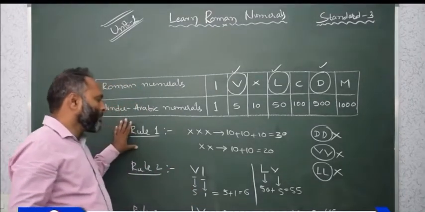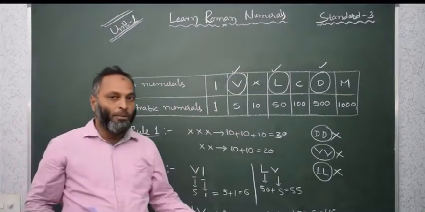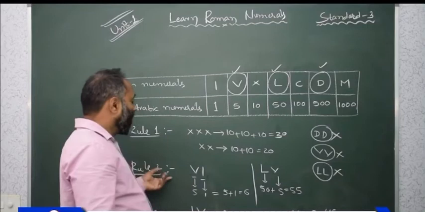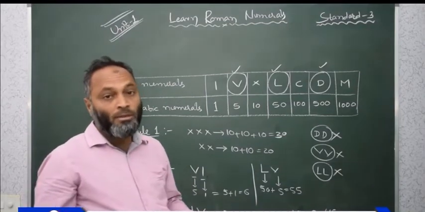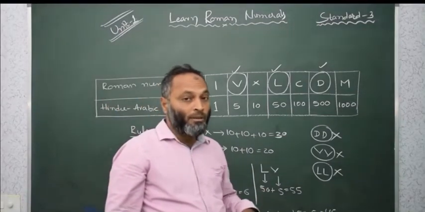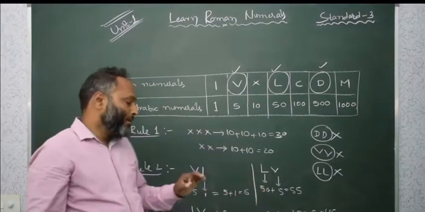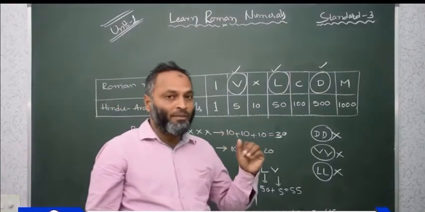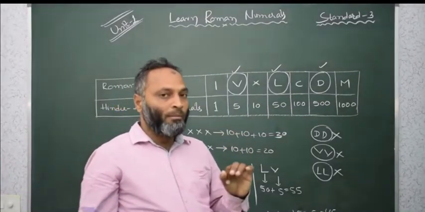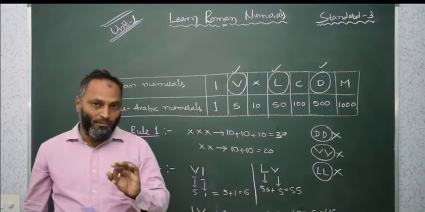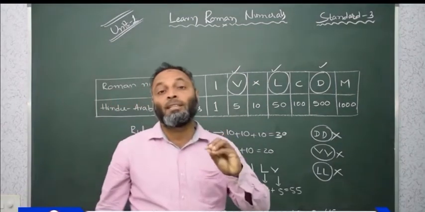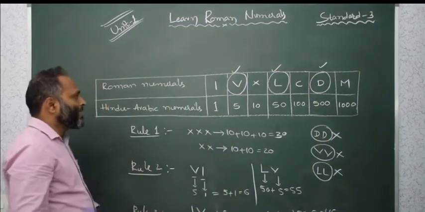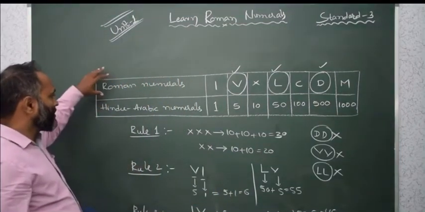So these are the rules. In the first rule, if any Roman numeral repeats, we have to add. If the smaller Roman numeral comes on the right side of the bigger Roman numeral, then we have to add. In the third rule, if any smaller Roman numeral is on the left side of the bigger Roman numeral, then we have to make minus, that is bigger number minus smaller number. Whatever is the answer, that is the representation of that number. These are the rules.